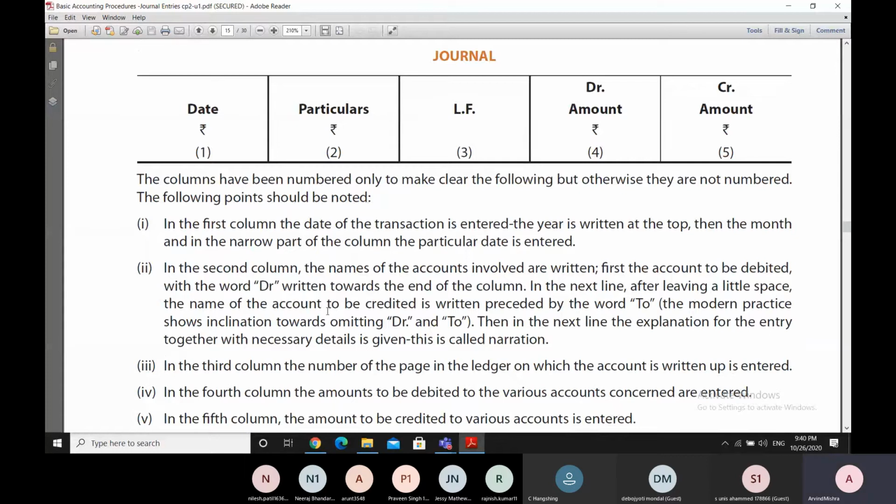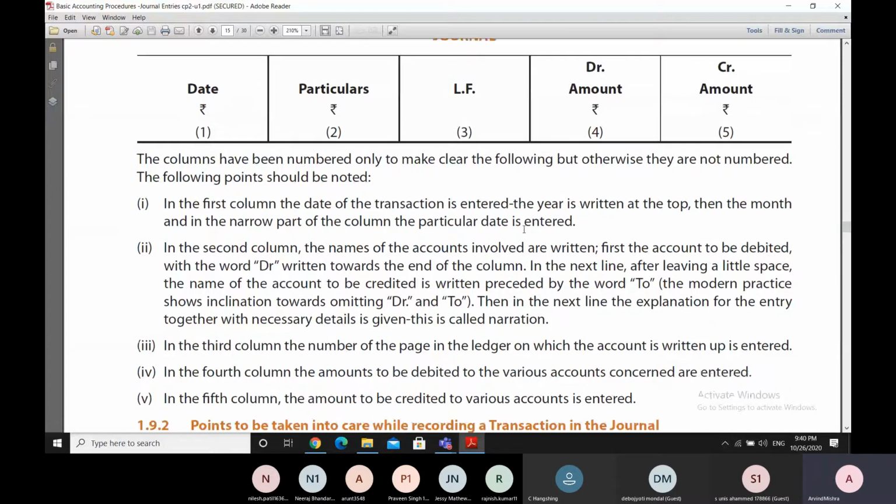Now here we have numbered the columns to make it clear, but otherwise they are not numbered. Normally we do not put numbers in these columns. In the first column, the date is entered, that is the year is written at the top, then the month, and in the narrow part of the column, the particular date is also entered.